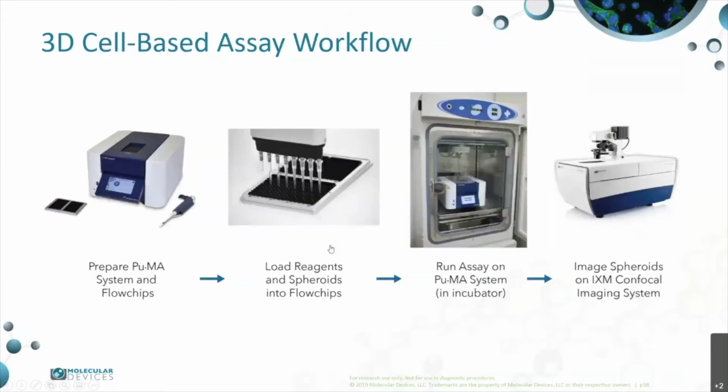So we combine this imaging capacity with the Puma system, Flowchips. So in our typical assay, we can place spheroids into the Flowchips and also pipette in media and compound dilutions, as well as staining reagents. Then you can incubate these samples with automated liquid exchange, and in a designated amount of time, typically it's 48 hours, you can take the plate out and image it using the XM confocal imaging system.